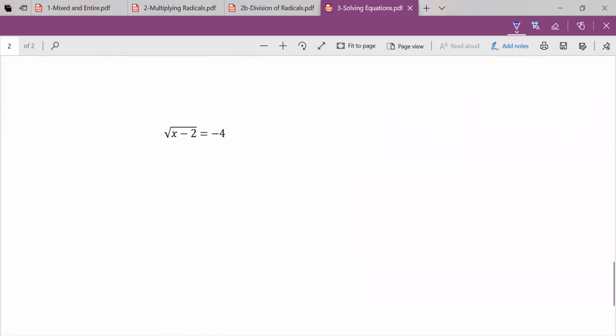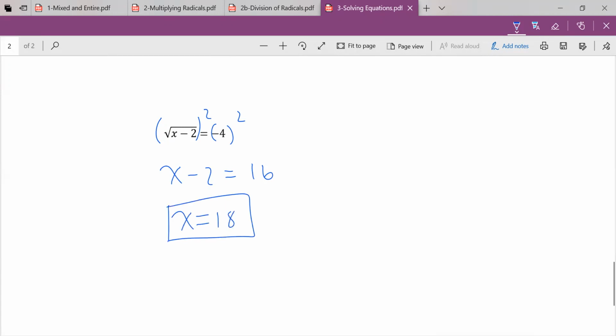Okay, let's try this one more time. Root x minus 2 is equal to -4. Okay, so this one looks easier than the last one. All right, what do I have to do? I've got to get rid of the radical. Let's square both sides. So that's x minus 2 is equal to 16. And that's x is equal to 18. And I'm done, right? Not even close.